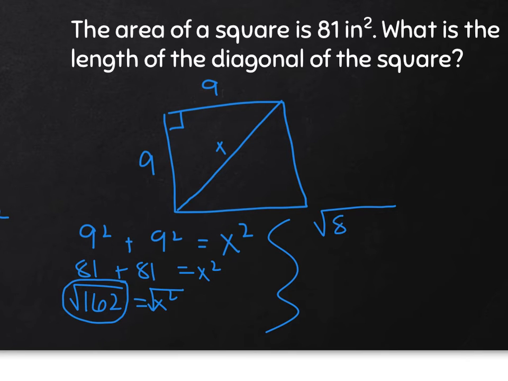162 is the same as 81 times 2, and I'm looking for perfect squares. I can pull that out, so the square root of 81 is 9, and I'm left with the square root of 2. All the other mathematicians want you to give this answer. For right now, I'll accept this answer as well.